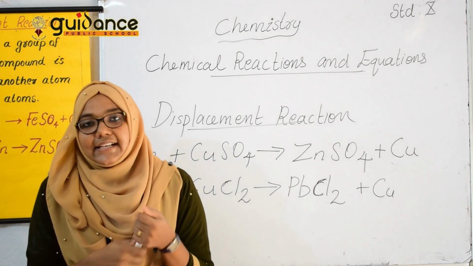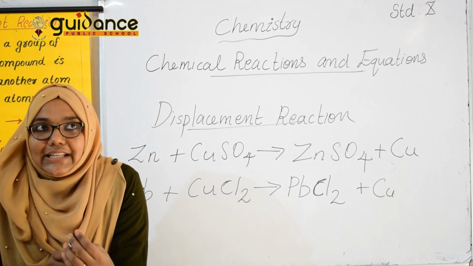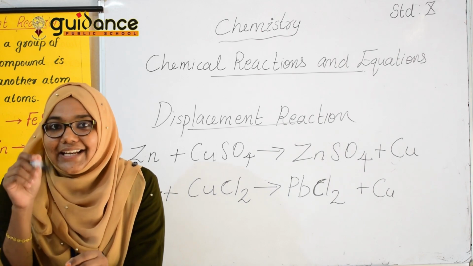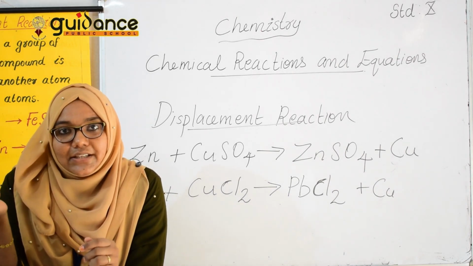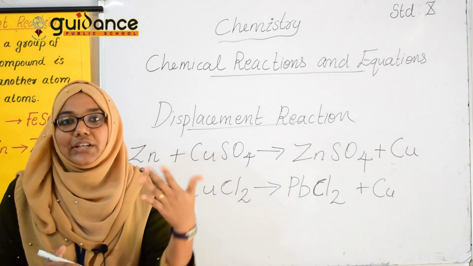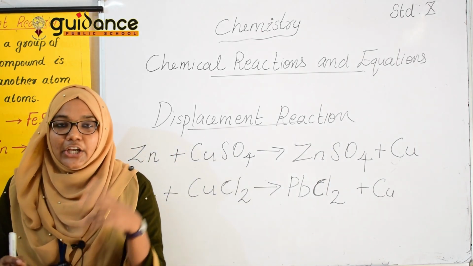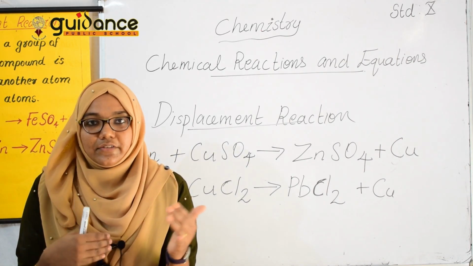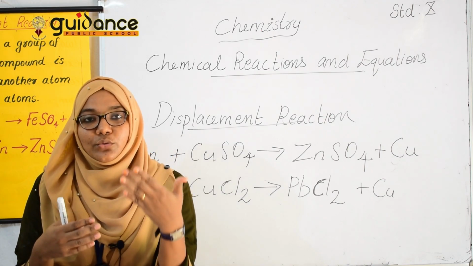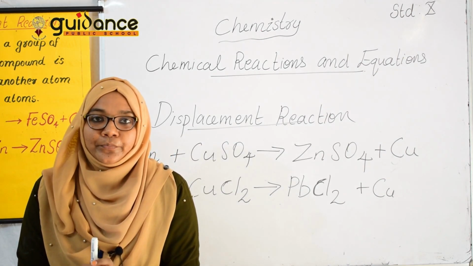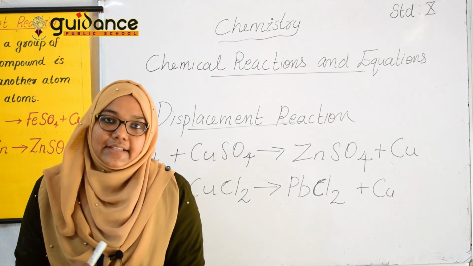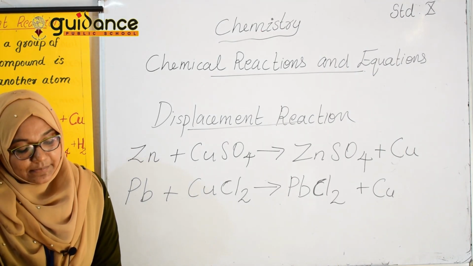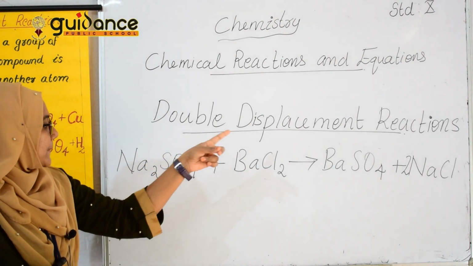Then next we are going to move on to the next topic, that is double displacement reaction. What do you mean by double displacement? From the name we will get an idea, right? Double displacement means displacement happens two times. Or we can say that two reacting compounds exchange their ions between them and we get two new products. That type of reaction is called a double displacement reaction.